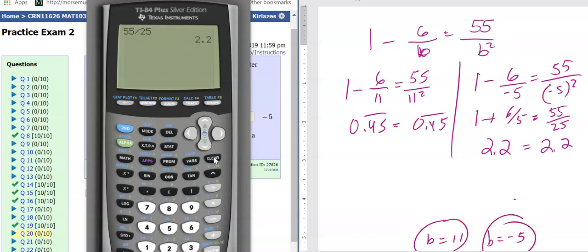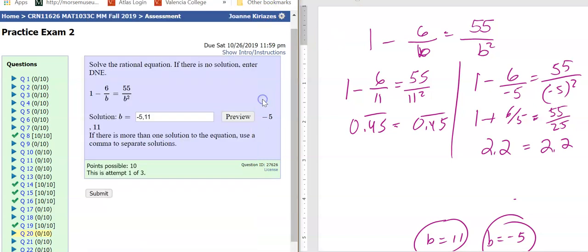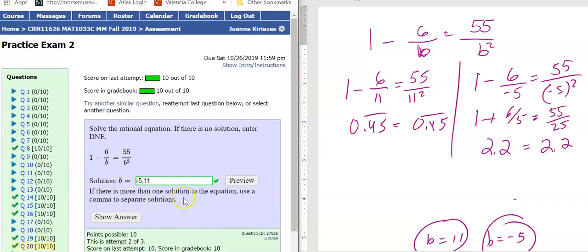What's going to cause you to happen? Sometimes you'll have division by 0 for the rational equations, and that's when it's going to be not a solution. So if one of yours is not a solution, then you just mark it out. Okay? So you could have hit submit on that. That one would have been all right.